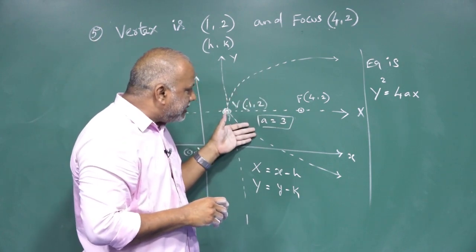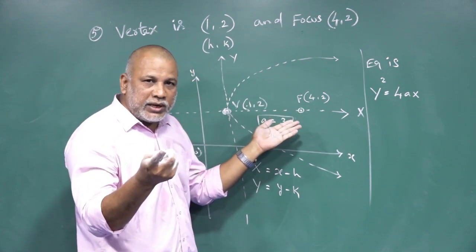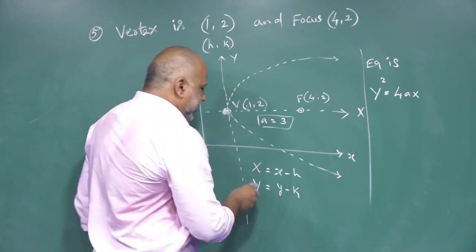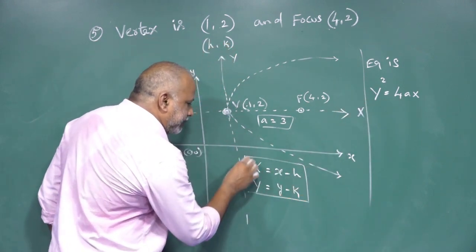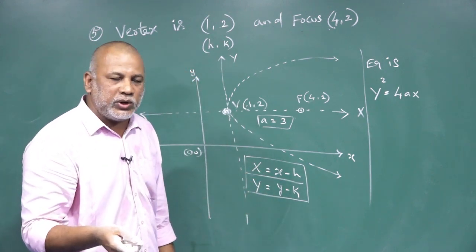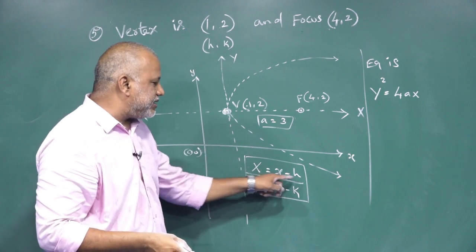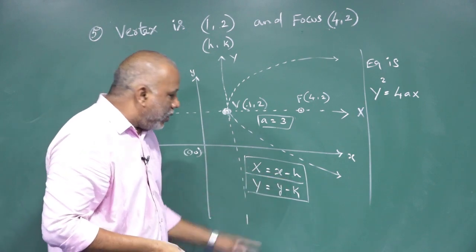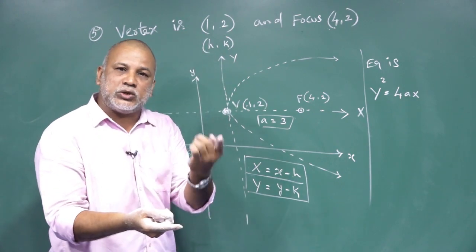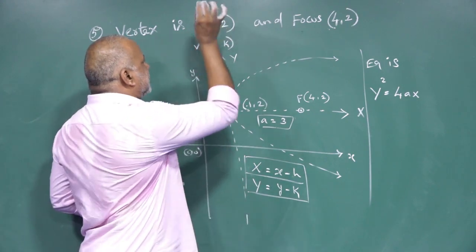With reference to capital X and capital Y, the parabola is type number 1. Then the parabola's equation is Y squared equal to 4aX. Then capital X and capital Y should be replaced in terms of small x and small y only. Therefore, capital X equal to x minus h, capital Y equal to y minus k. What is the meaning of h comma k? I already explained: shifting the vertex from 0 comma 0 to some other point. That point is h comma k.